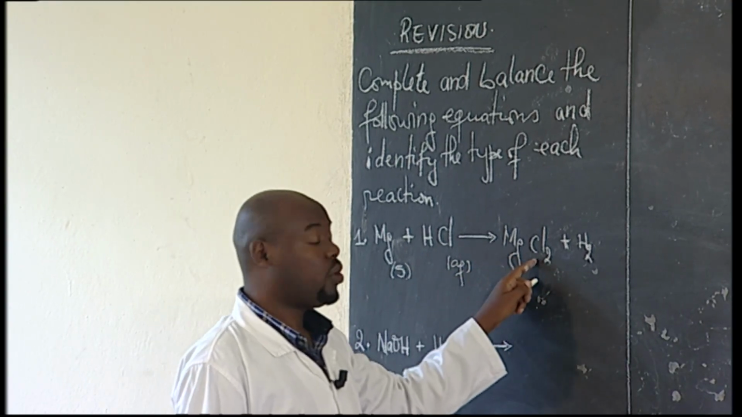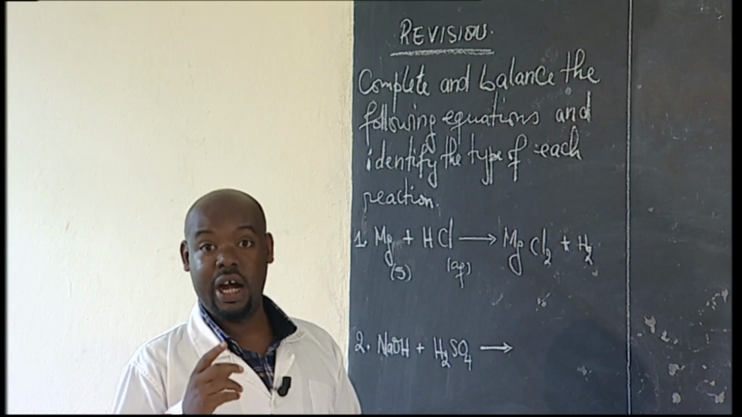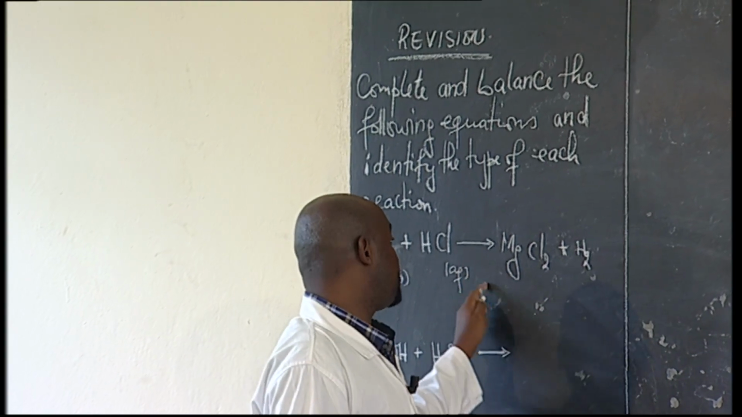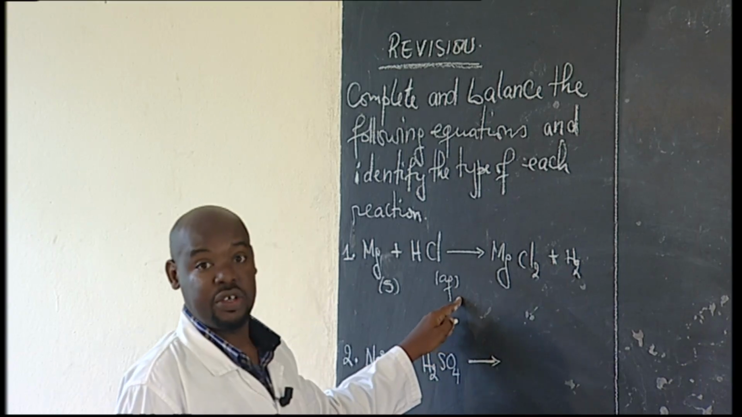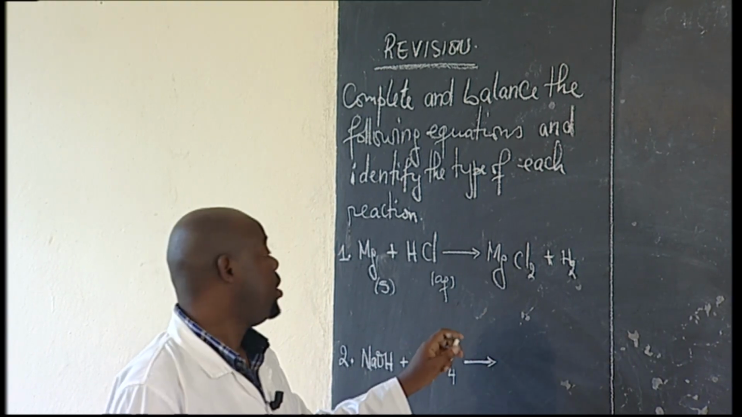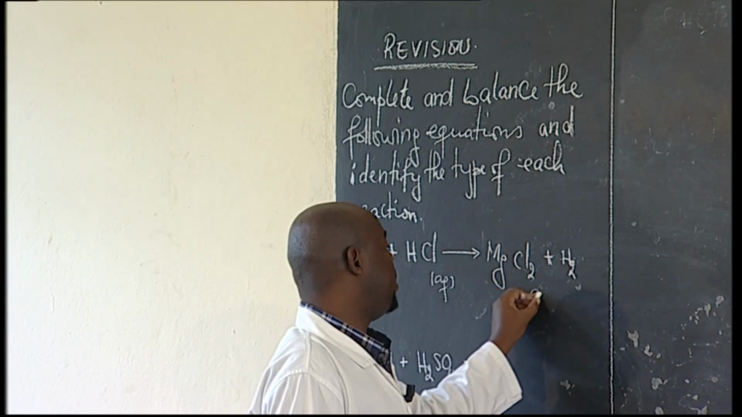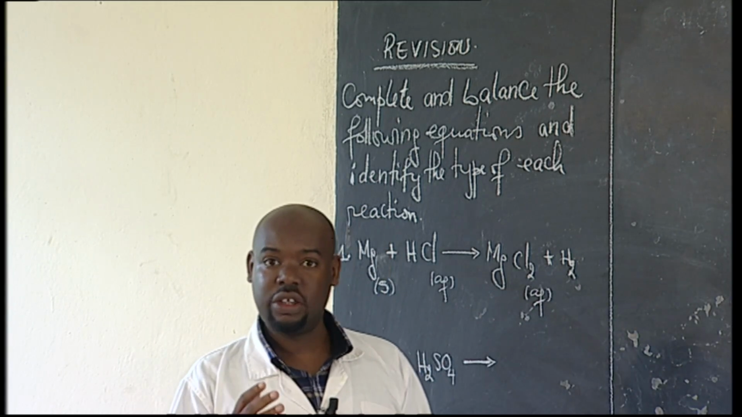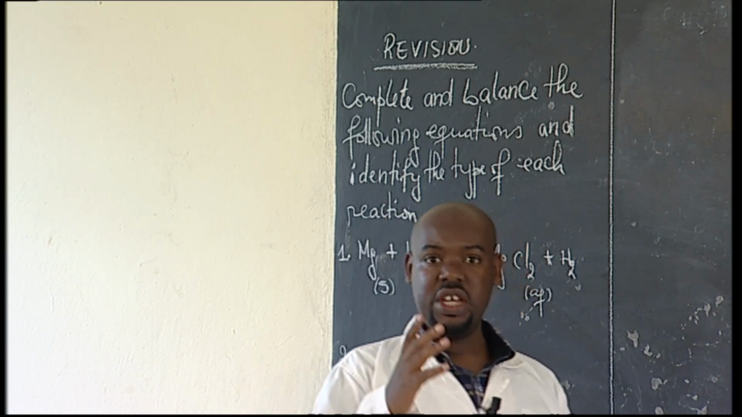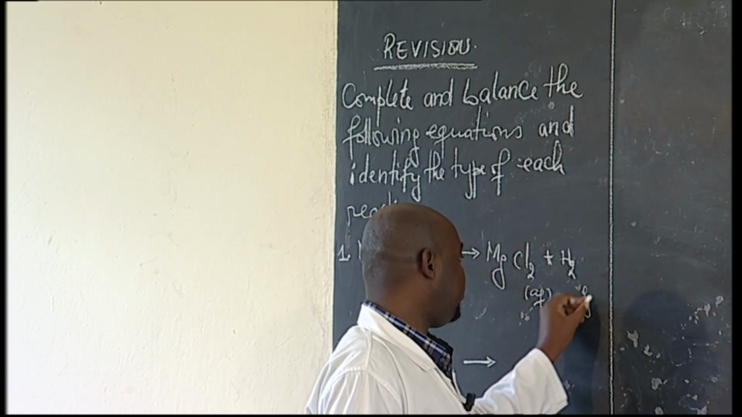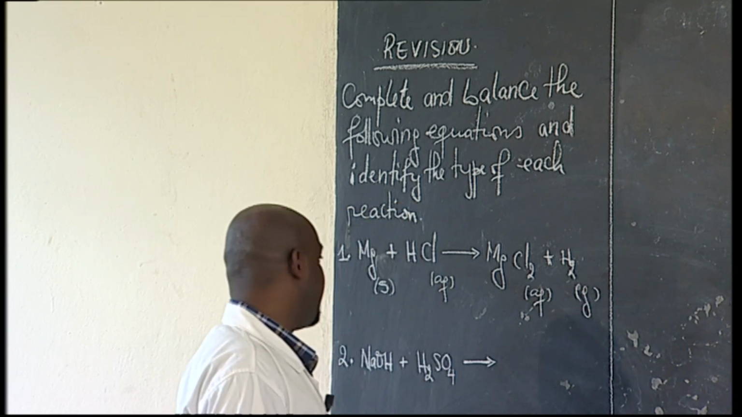And magnesium chloride is a salt, an ionic compound, which is soluble in water. Being soluble in water, and the aqueous state meaning that there is some water in the reacting mixture, magnesium chloride will be in aqueous state. And hydrogen is a diatomic element which is present in gaseous state. Good.